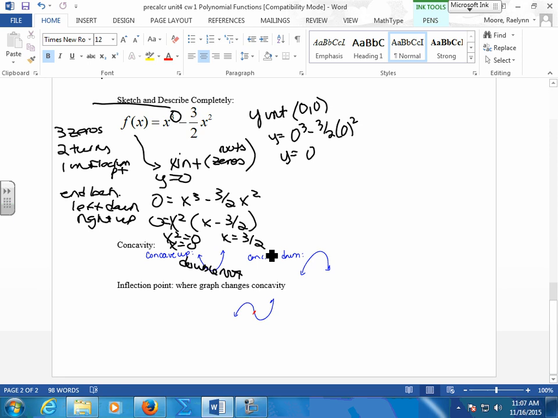So I should be able to get some kind of sketch here. I know at 0, I bounce off, and at 3 halves is my last one. Now, the ends go down on the left, up on the right. At the 0, I can't pass through. I have to bounce off, so it's got to go like this. See it? This guy's got to come through. So somewhere, I'm making a loop.